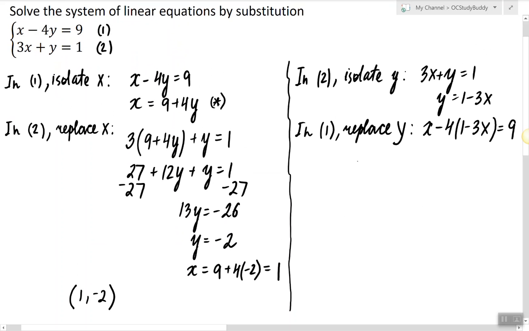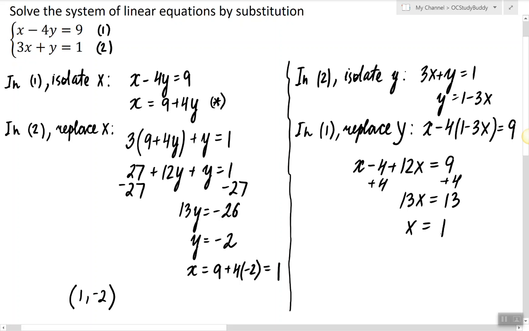So we have x minus 4 plus 12x equals 9. So if we add 4 to both sides, so we have 13x equals 13, and x equals 1.